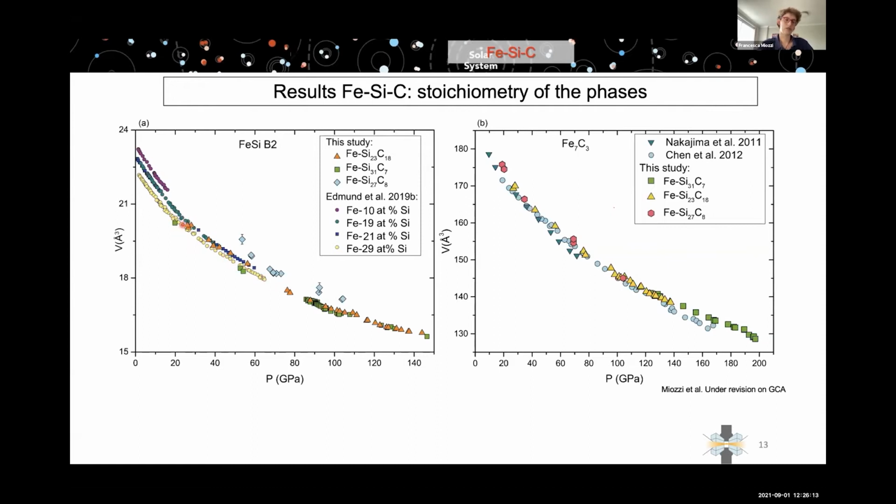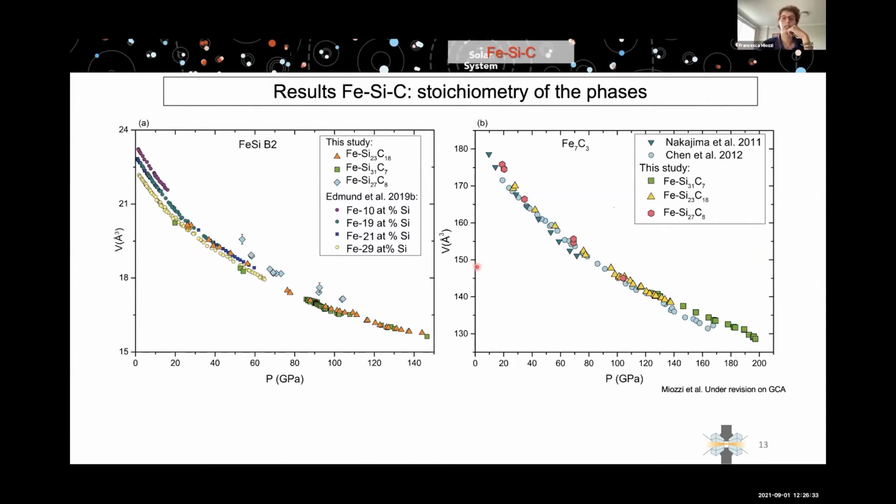However, this information can't be used as reliable information regarding the stoichiometry of the FeSi, because these data are those in which carbon is also in solution in the structure. So it's not possible to define if the difference in volume is given by the different stoichiometry of the FeSi or the presence of carbon.